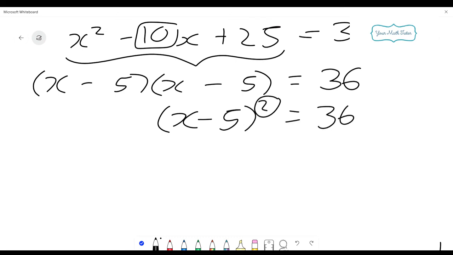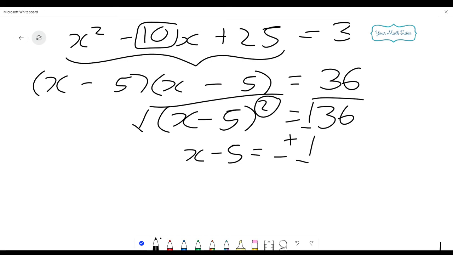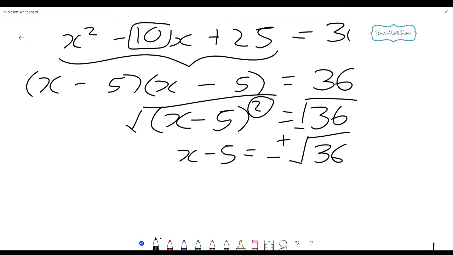Now, how do we get rid of this squared? So we take square roots on either side. We are left with x minus 5 is equal to plus or minus the square root of 36. Remember to always add the plus or minus in front of a square root sign when you take the square root of something. Now to solve for x, you're going to have x is equal to 5 plus or minus 6 because the square root of 36 is equal to 6.